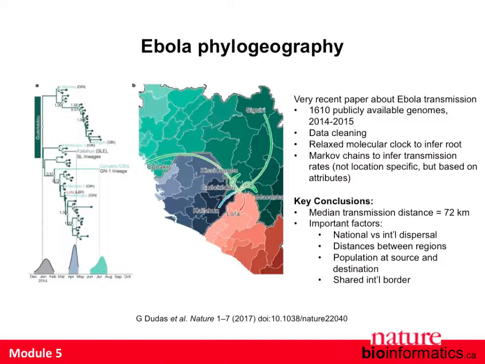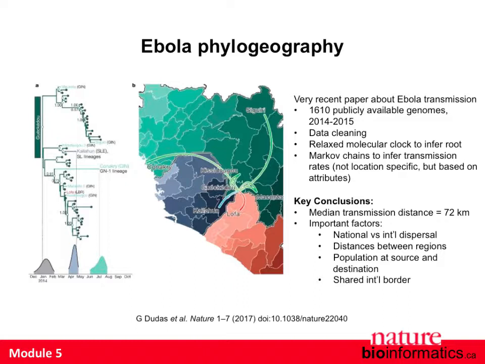So what did they find? Well, through various methods, they actually modeled the, I can't remember the number of locations, it was about 46 or something like that. And so they wanted to know transmission rates. But as you saw before, you don't really want to fit a parameter for each pair of those 46.